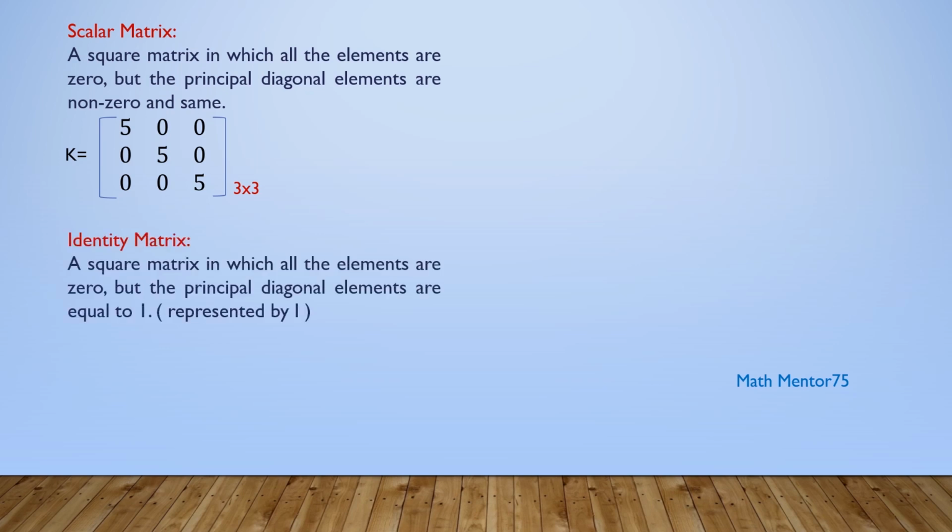Next is identity matrix. Again, it is a square matrix in which all the elements are 0, except the principal diagonal elements, which are equal to 1. If the principal diagonal elements are the same, then it is scalar, and if they are the same and that value is 1, then that matrix is known as identity. We usually represent identity by capital letter I. It can be of 2 into 2. It can be of 3 into 3 order.